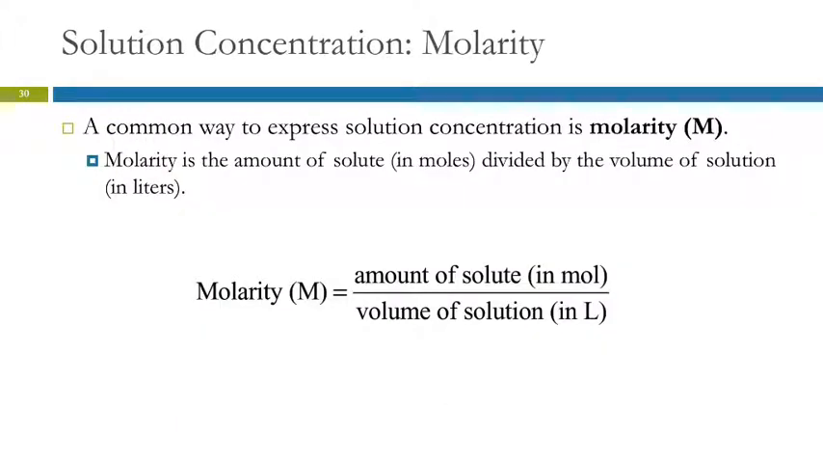So that can be useful, but typically we want some numbers associated with this. So a common unit we use in chemistry is molarity. Molarity is abbreviated with a capital M. Molarity is defined as the amount of solute in moles divided by the volume of the entire solution in liters. So molarity is the amount of solute in moles divided by the volume of the solution in liters. So the units of molarity are moles per liter.